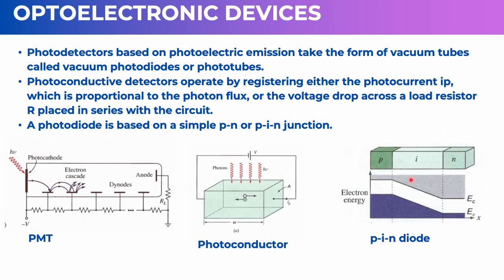And the third type is a simple diode. Now, a usual diode is a PN junction diode, but it's also possible that we add an extra layer in between, and then it's called a PIN diode. This usually helps to increase the size of the depletion region to improve the efficiency of the diode.